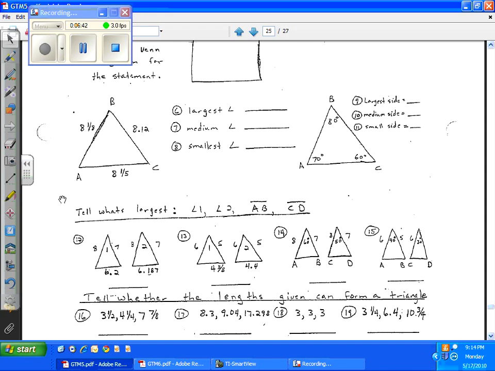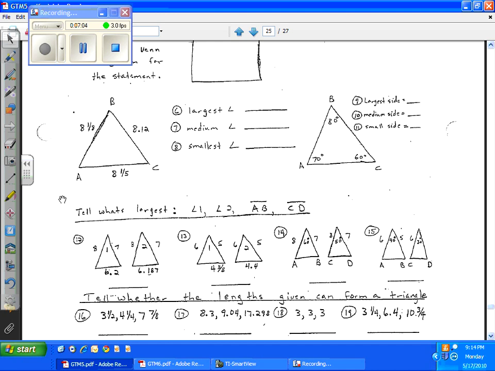We also know in an isosceles triangle, if two sides of a triangle are equal, then the angles opposite those equal sides are equal. Or if two angles of a triangle are equal, then the sides opposite those equal angles are equal. Well, just like that is true, it's also true that in a triangle, the side opposite the largest angle is the largest side.